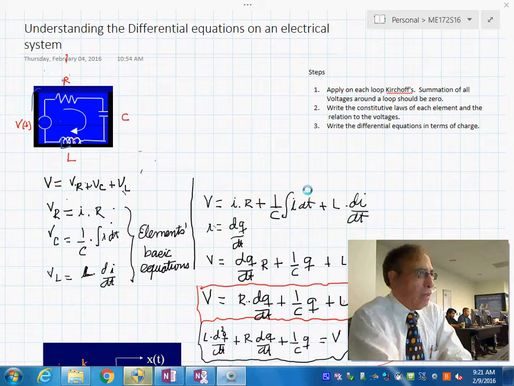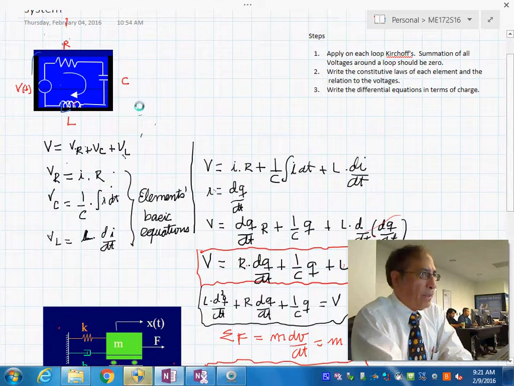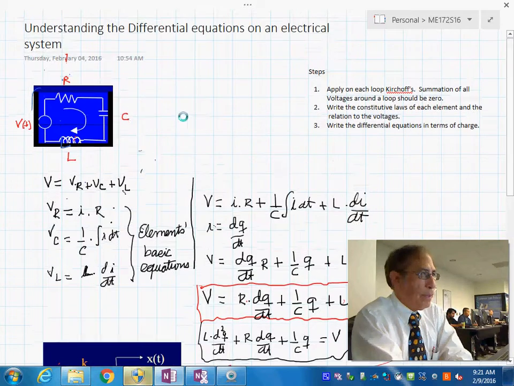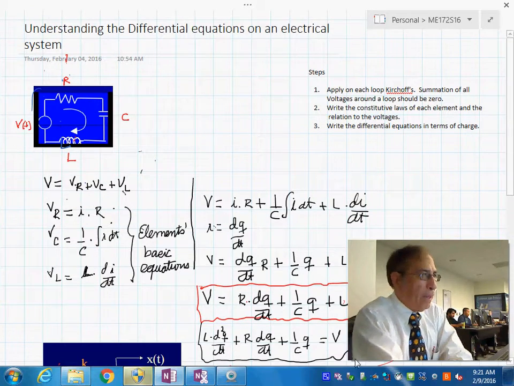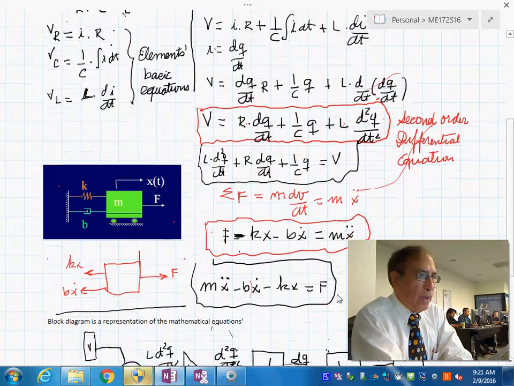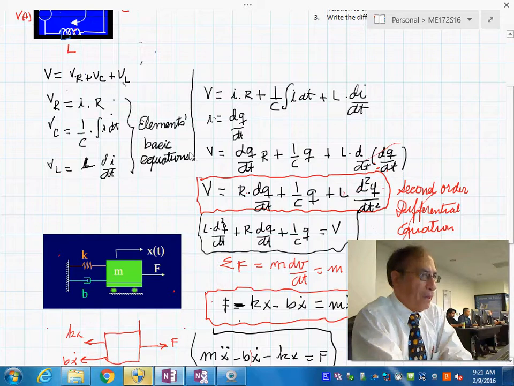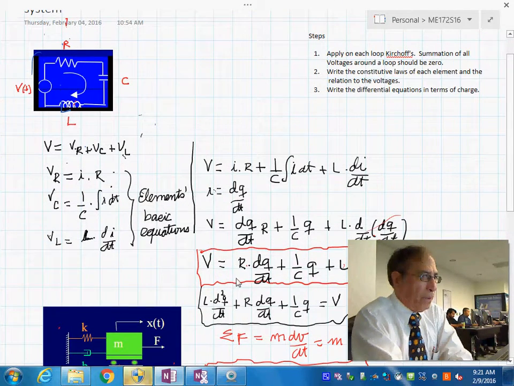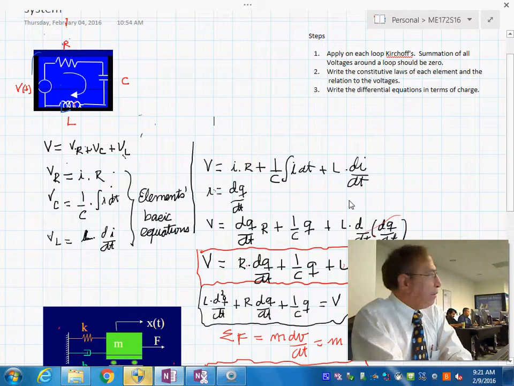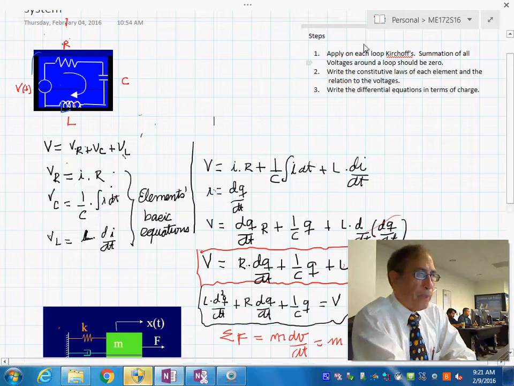On the screen you have an example of an electrical system, which we were working on last time. And also you have a mechanical system. What we did was develop the differential equations and then produce the block diagram. So what you see on the screen are the steps that we suggested we follow.